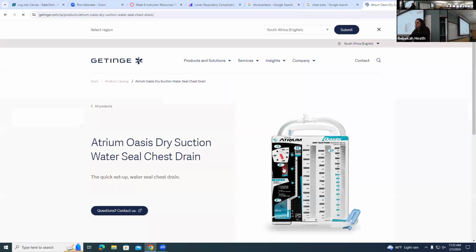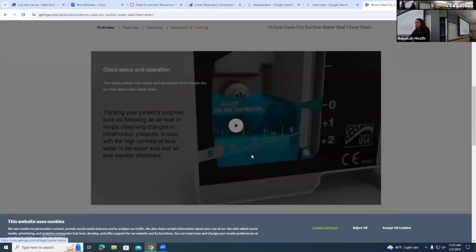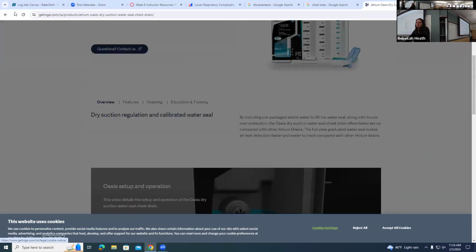Atrium are really common chest tubes to see in most facilities, but you'll see other ones, they all work the same.